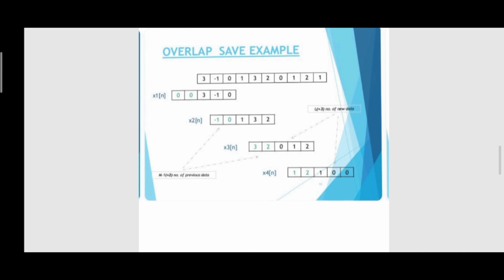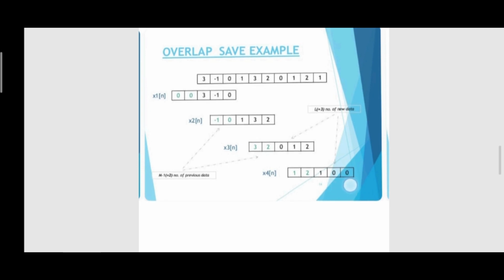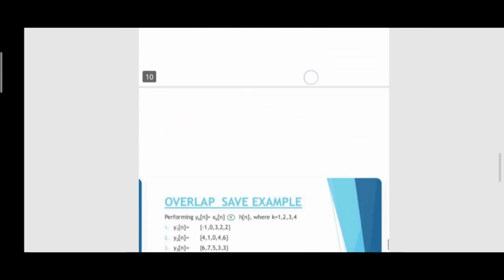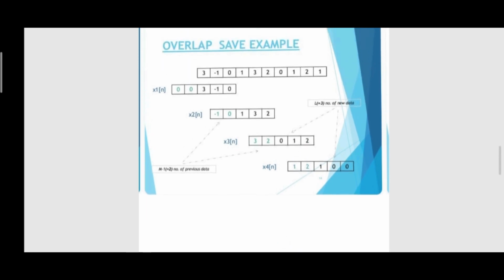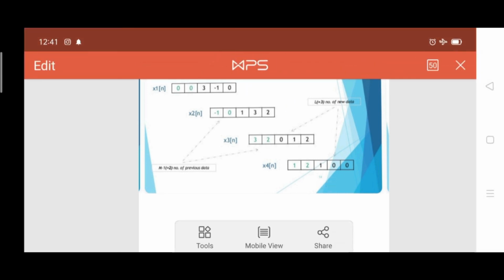Then at last, in x4 of n, we are taking m minus 1 number of samples from the previous, so 1 and 2, and the last bit is 1. Then 2 places are remaining, so in this place we are padding zeros. In this way we are subdividing x of n into x1 of n, x2 of n, x3 of n, and x4 of n.